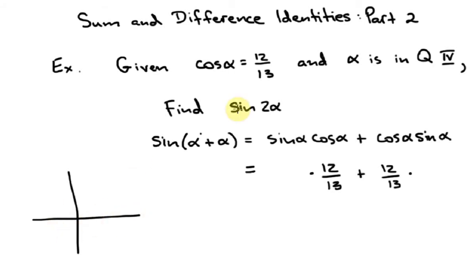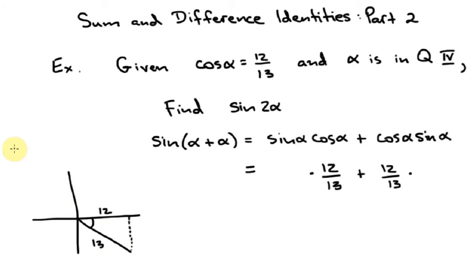Okay, so here's the grid. It says here alpha is in quadrant 4. So 1, 2, 3, 4. So we're down here somewhere. And if I draw the little triangle and I use my reference angle, we know that the cosine is 12/13. So 12 would be my adjacent side, 13 would be my hypotenuse. So I'm going to use Pythagoras to get this missing side here.